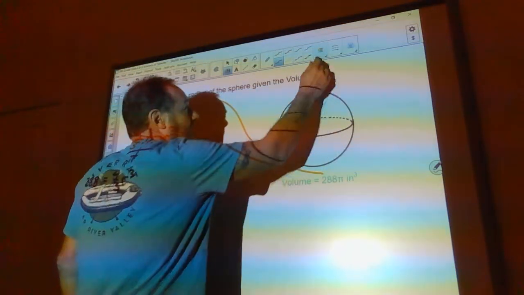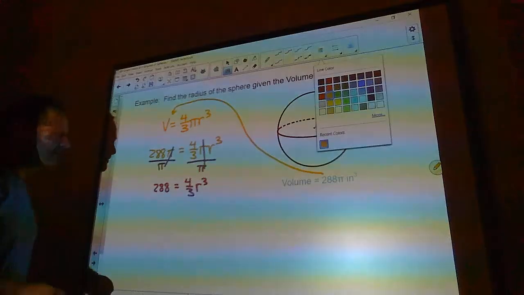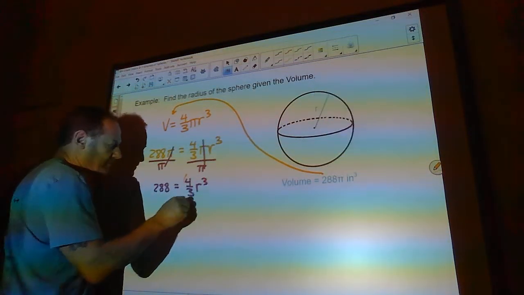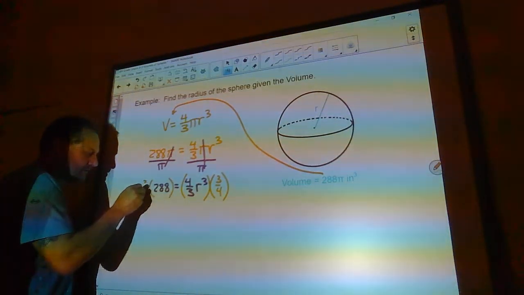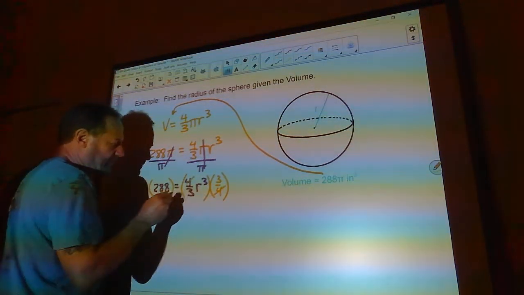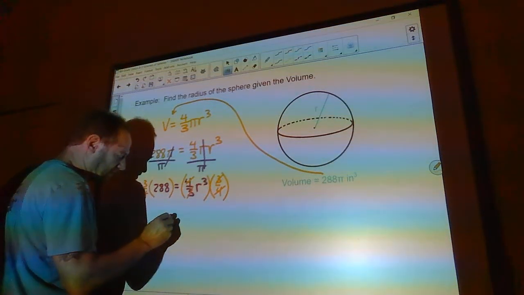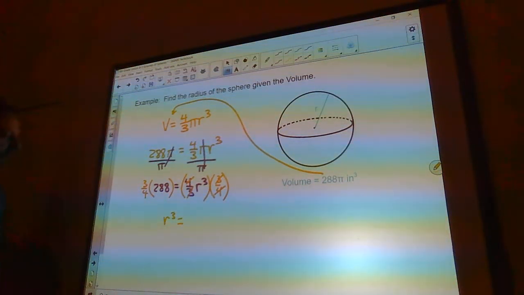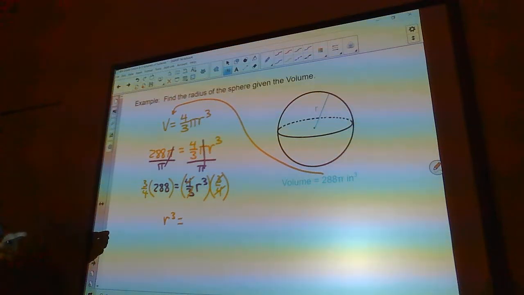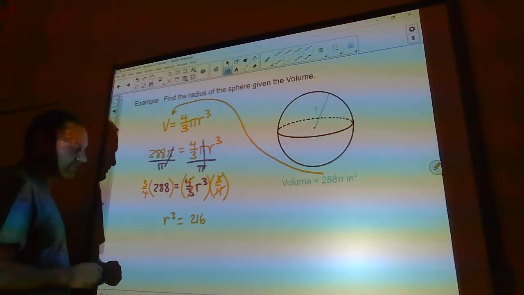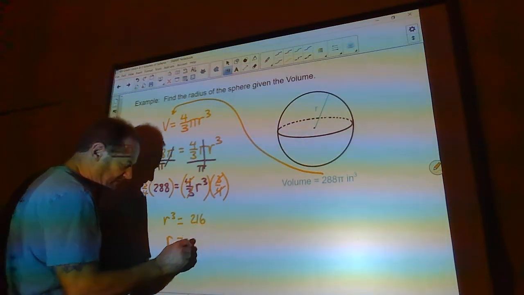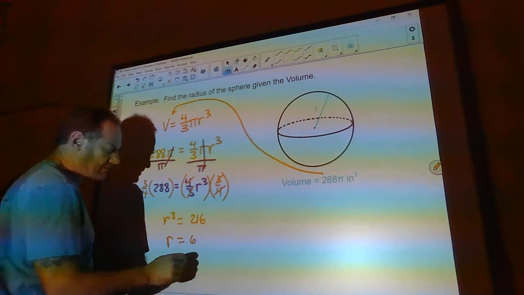Now what I need to do is get rid of this 4/3, so I'm going to multiply both sides by 3/4. The 4 will cancel the 4, and the 3 will cancel the 3, and I'll have r cubed left. So this is going to be 288 times 3 divided by 4. It's going to be 216. Oh, that's convenient, because the cube root of 216, everybody knows, is 6. So the radius is going to be 6 inches.